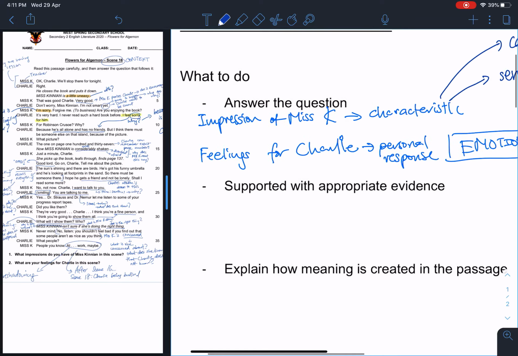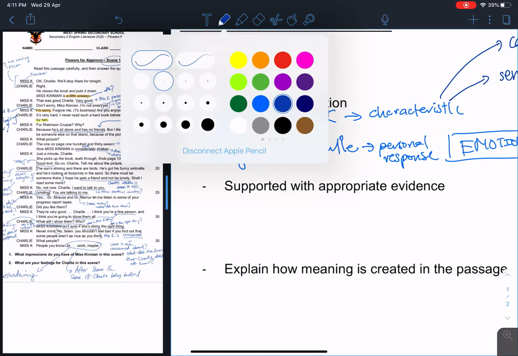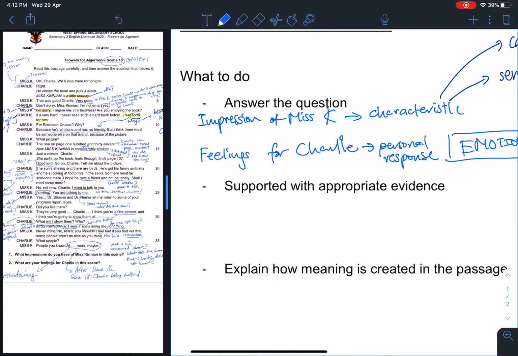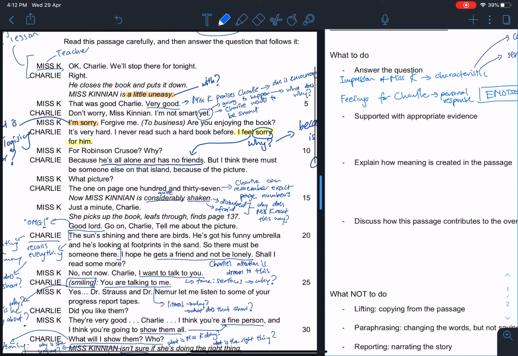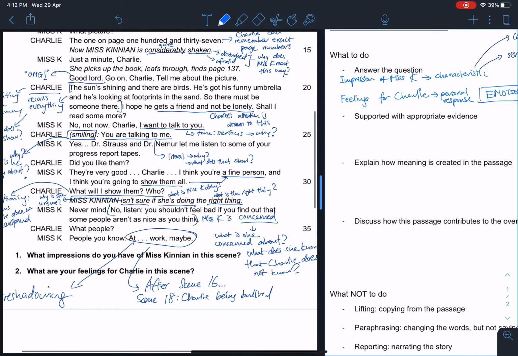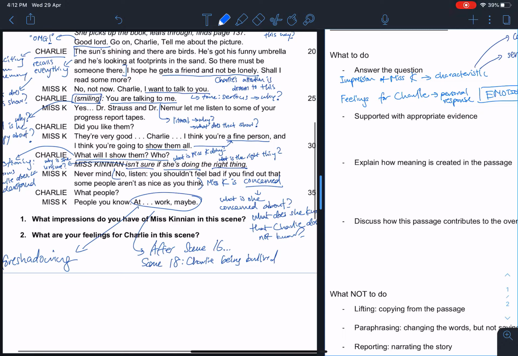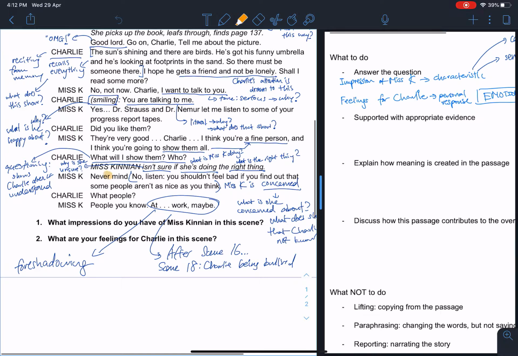So now I need to support my answer with evidence. I want to say that she is very caring. So now I need to find out where I can find that Miss Kenyon is caring. I know that towards the last part, Miss Kenyon is concerned about Charlie being ill-treated, being bullied by his colleagues, correct? I'm looking at the last few lines, let me highlight it for you, from this part onwards.